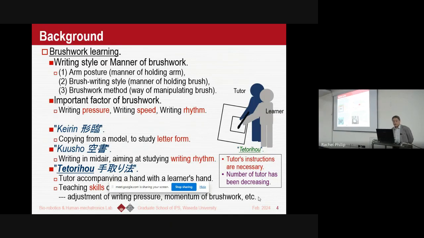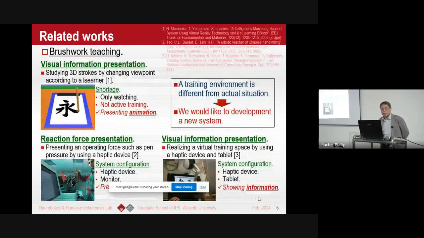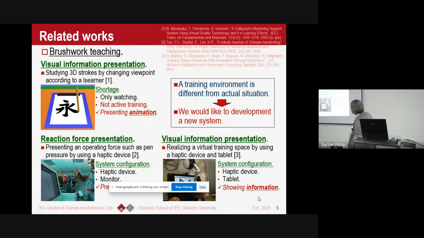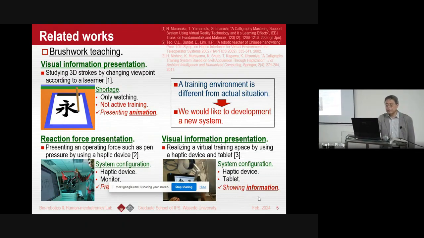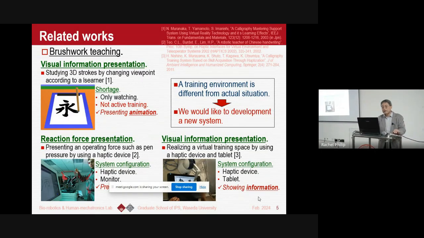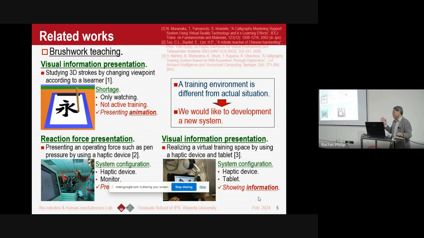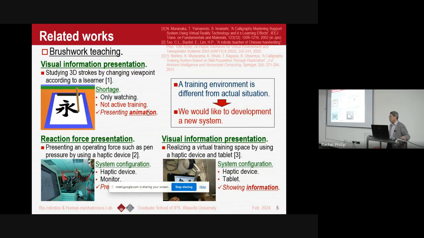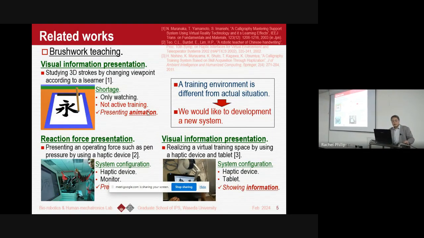So to replace this tutor, of course, engineering studies have been done. One is here, the visual information presentation looks like this. The 3D virtual space writing is there, but this looks like CG animation. Of course, this kind of CG model can be viewed from any side, any viewpoint, depending on the learner's interest. So the writing style or writing way can be observed in any direction. But it's only passive learning, not active by the learners.